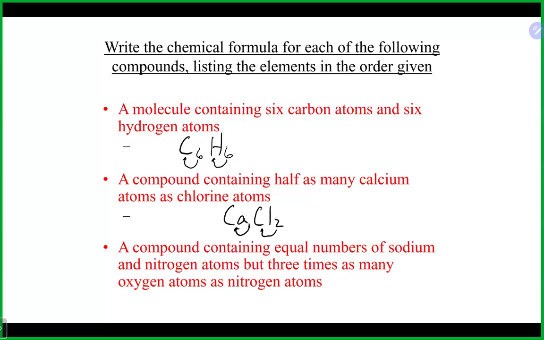And lastly, we have a compound that has equal numbers of sodium and nitrogen and 3 times the oxygen. So equal numbers of sodium and nitrogen and 3 times the amount of oxygen would give us something like sodium nitrate. Yep. Other questions on that?